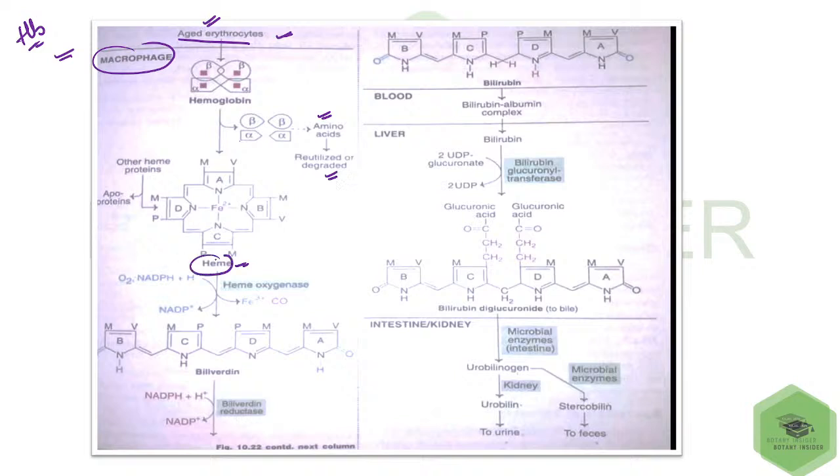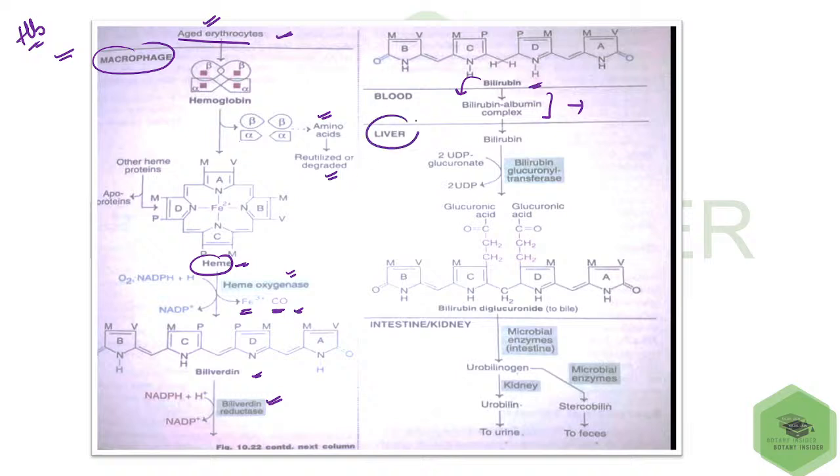Then the heme part, with the help of heme oxygenase, has Fe3 plus and carbon monoxide released, and biliverdin gets formed. First, biliverdin gets converted into bilirubin with the help of biliverdin reductase. Then bilirubin is released in the blood where a complex is formed known as the bilirubin albumin complex. Then this bilirubin albumin complex enters into your liver.